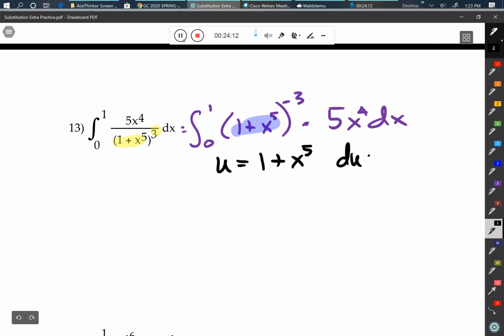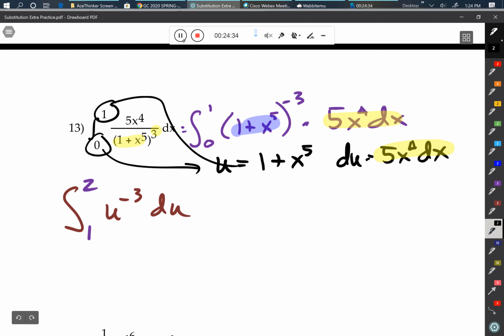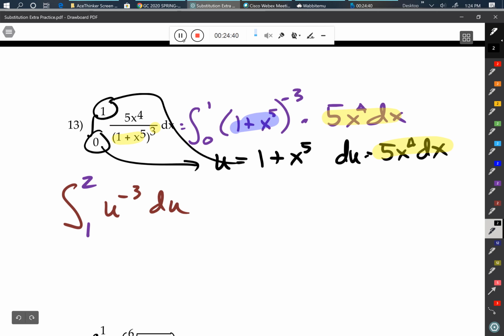And then my differential du is going to be 5x to the 4th dx. And what do you know? That matches perfectly. Perform the substitution. So I have the integral of u to the negative 3 du. And what's my new lower limit of integration? It's 1, and my upper is 2. Again, I'm getting those by taking the old limits and putting them into the u substitution statement. Okay? And then all I have to do is perform this integration.